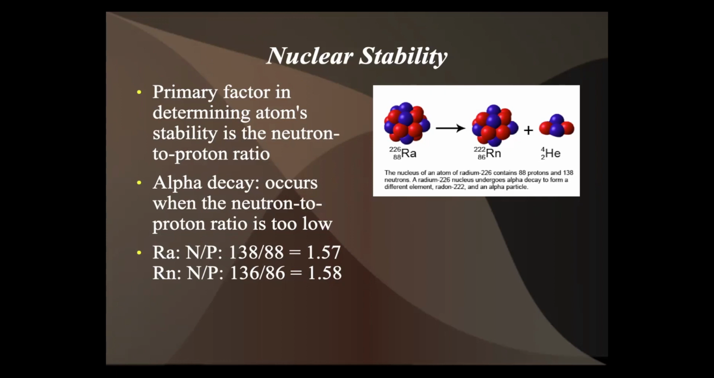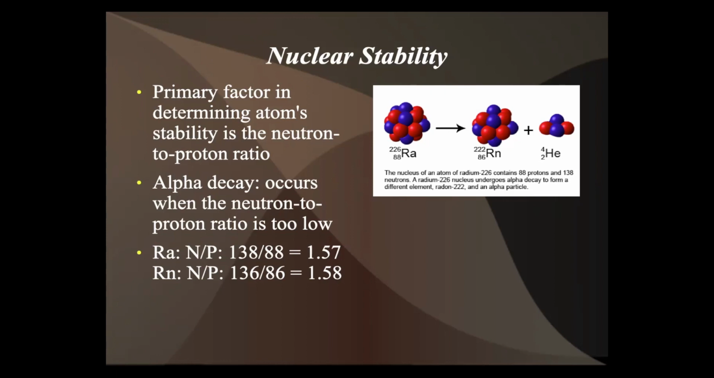So let's look at just the neutron to proton ratio. So if you need more neutrons or need to get rid of protons, alpha decay happens. So alpha decay, you can see it starts at radium 88, and it goes to radon 86. So it goes from 88 to 86 protons. And it goes from 138 to 136 neutrons.